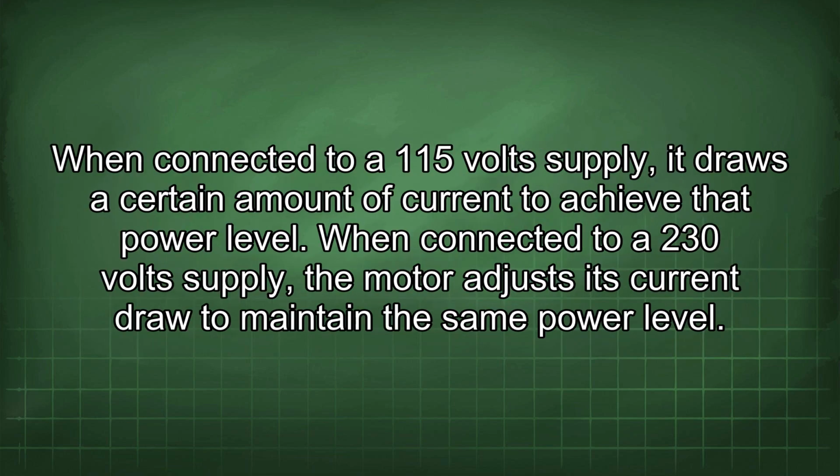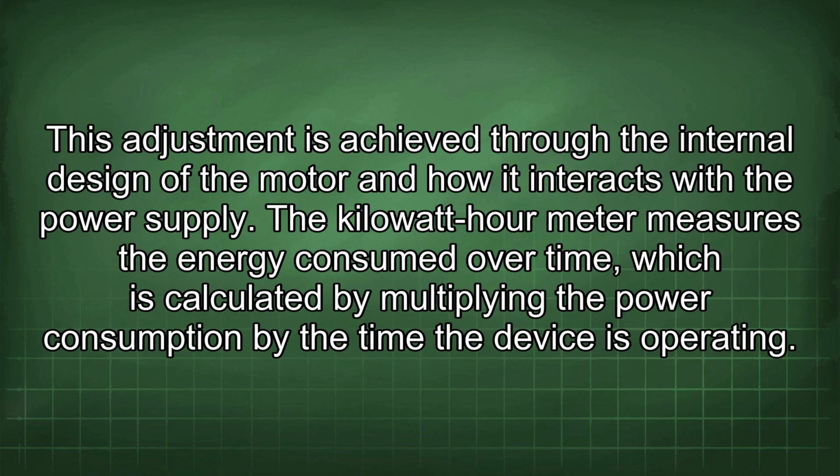When connected to a 115 volts supply, it draws a certain amount of current to achieve that power level. When connected to a 230 volts supply, the motor adjusts its current draw to maintain the same power level. This adjustment is achieved through the internal design of the motor and how it interacts with the power supply.